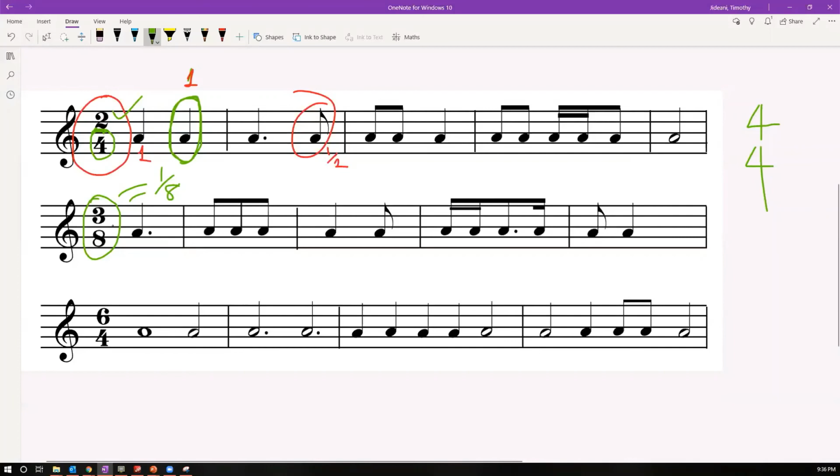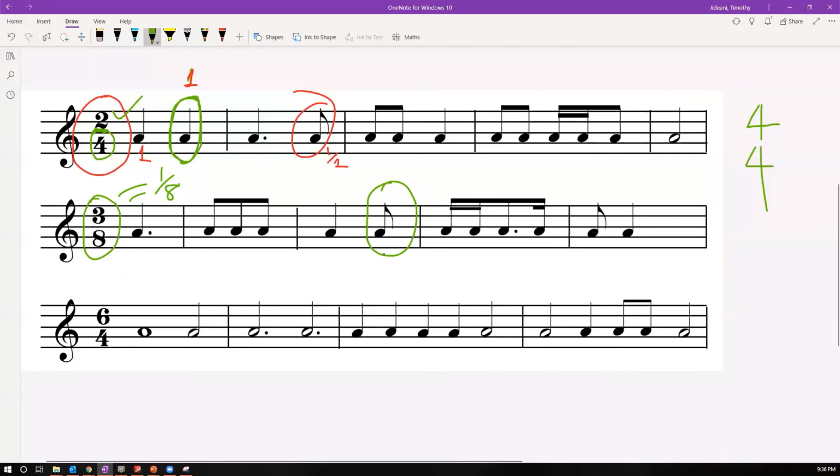Okay, yeah, so 3/8, who can explain to us what it means? Okay, on that 3/8, there are 3 beats in a measure, and an 8th note gets 1 beat. Perfect. That's very correct. And if we look in here, which is the 8th note, it will be that one.